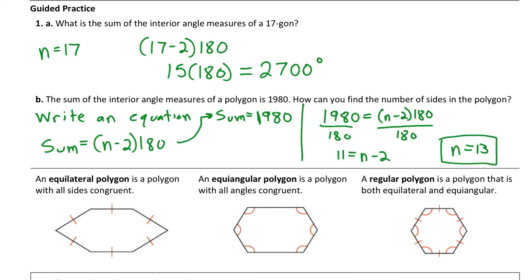All right, so to explain the guided practice, number 1, pretty straightforward. You substitute 17 into the formula. So 17 minus 2 is 15. 15 times 180 is 2,700, or 2,700 degrees.